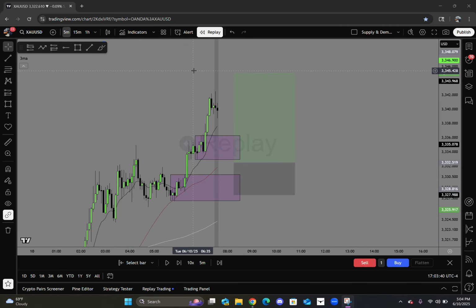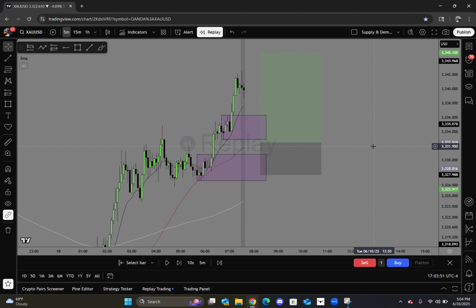So, today's June 10th, Tuesday, 2025, and this is today's trade setup that I took. Right now, we're looking at gold, and right when I woke up, this is how price action was looking.